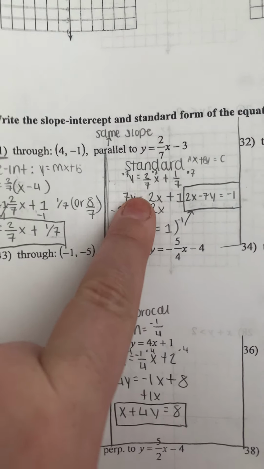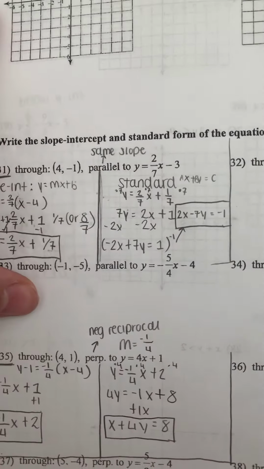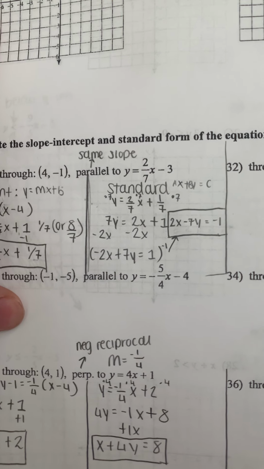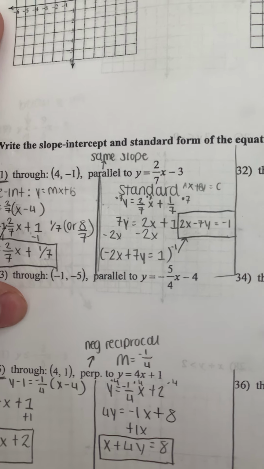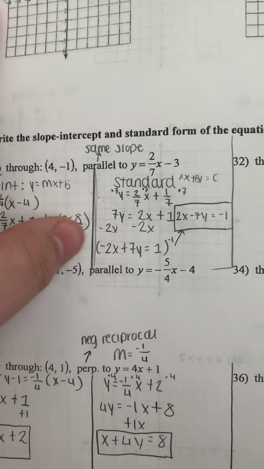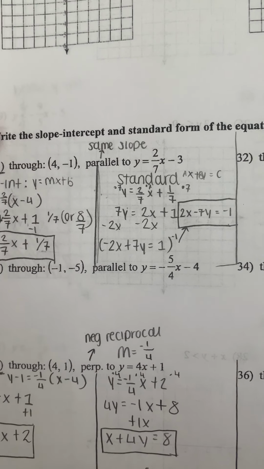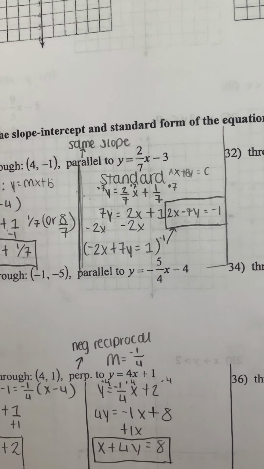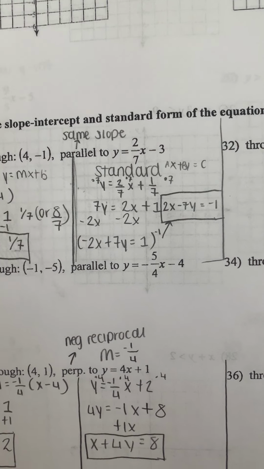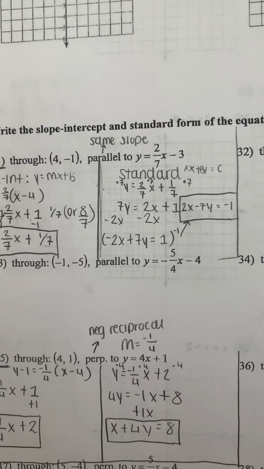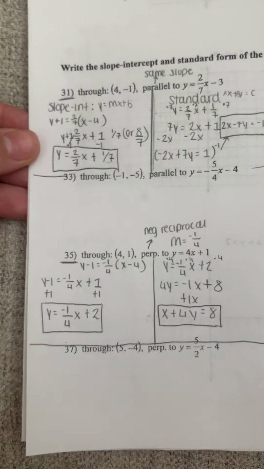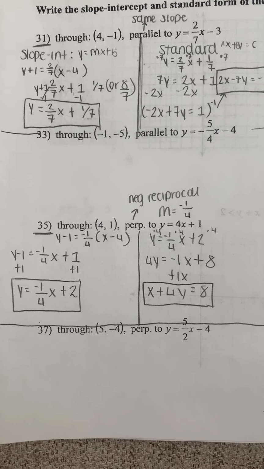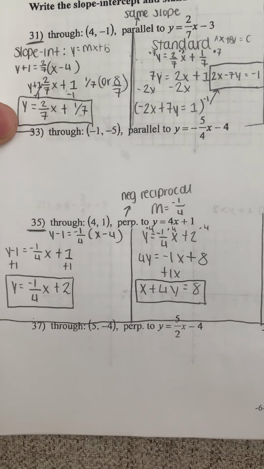So I started over here, I multiplied the 7 out so that there were no fractions, and then I subtracted 2x from both sides, and then I had to distribute a -1 into this whole equation so that the x was positive. And then here's the answer in standard form: 2x minus 7y equals -1, and that follows all 3 rules of standard form. And then for number 35, I looked and saw that it said perpendicular line instead of parallel, which means that it will be a negative reciprocal.